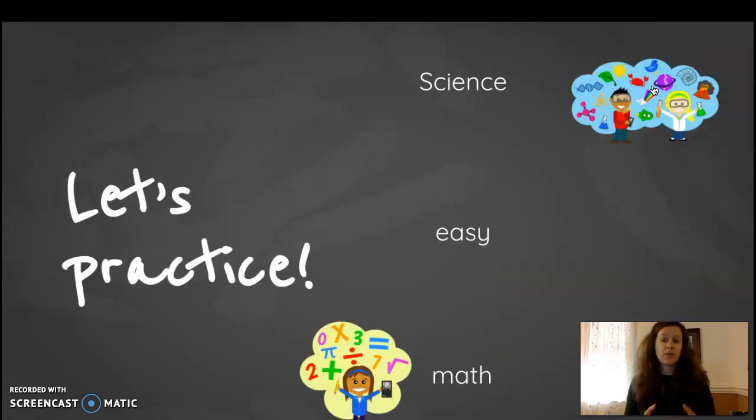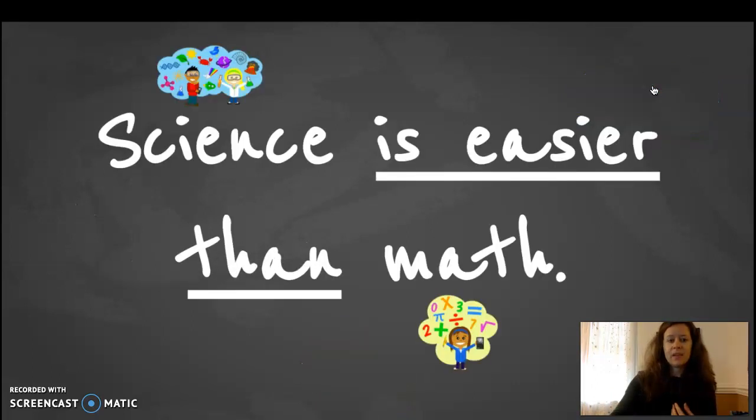Here's another example, science and math, and I'm going to compare them using the adjective easy. Science is easier than math. Okay, easy is an example of a two-syllable adjective that ends in Y. So I took off the Y and added an IER. Science is easier than math.